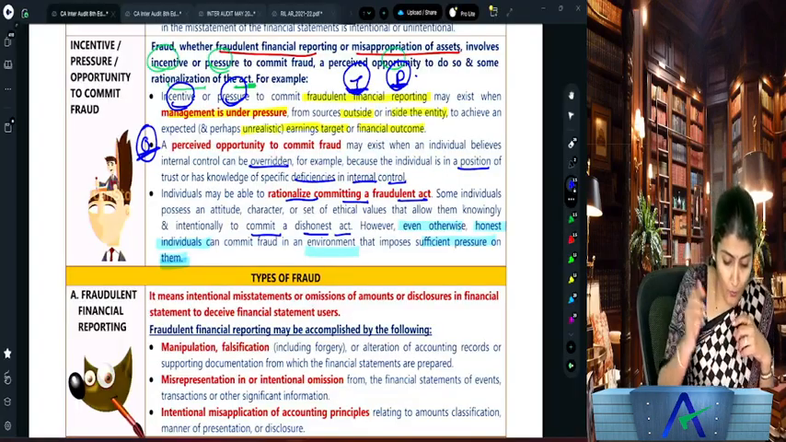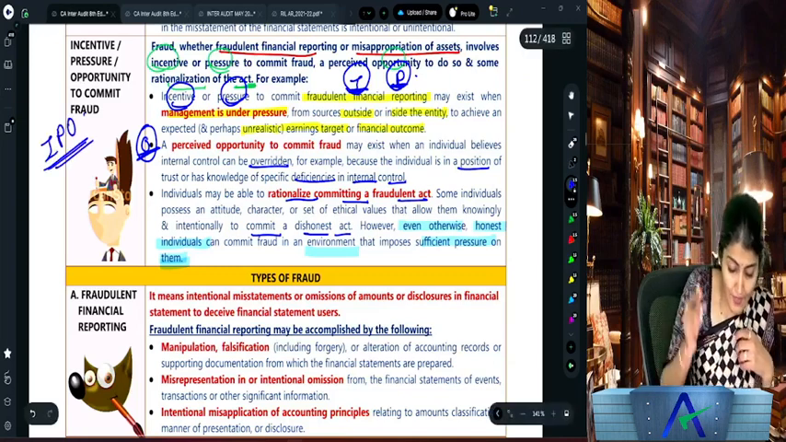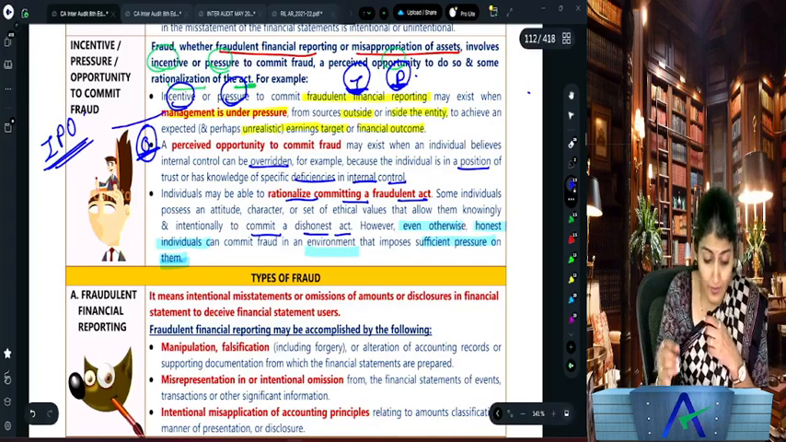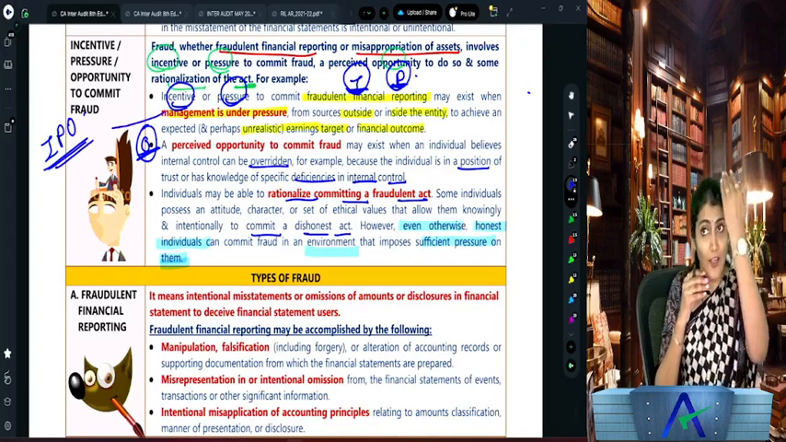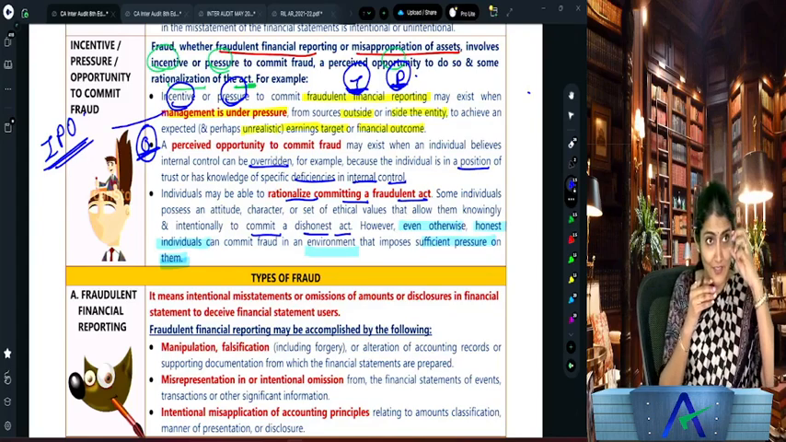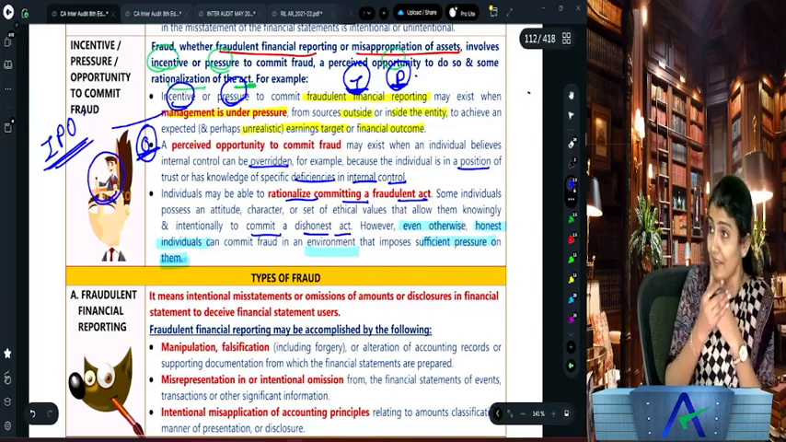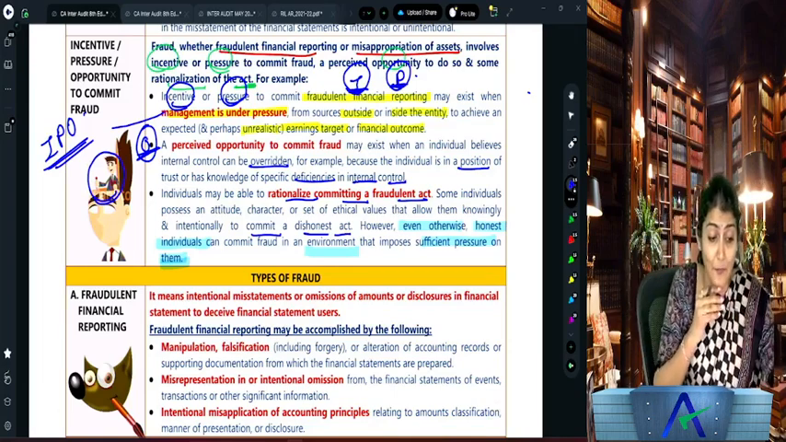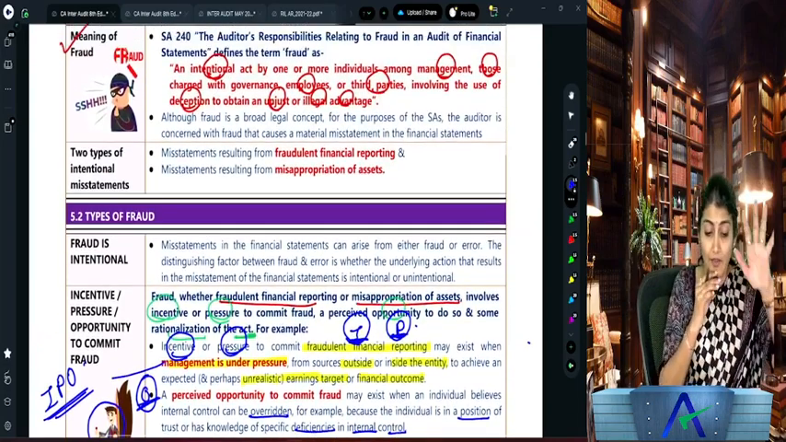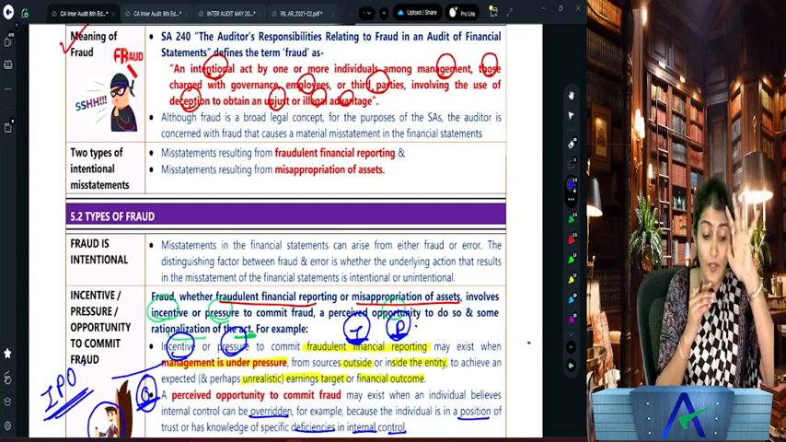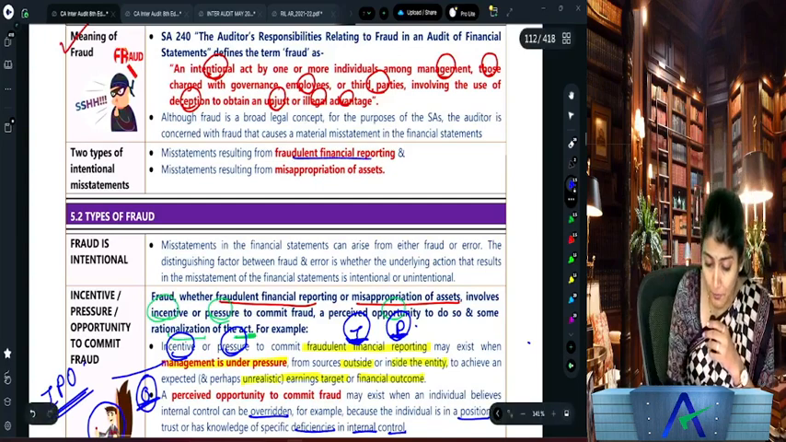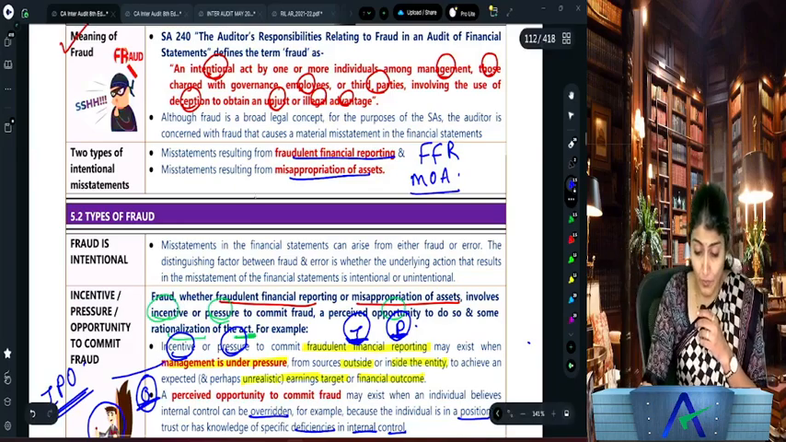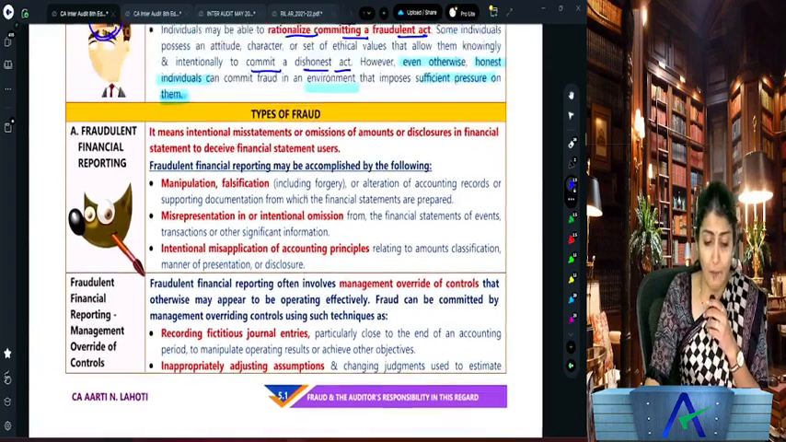So what is IPO? Incentive, pressure and the opportunity to commit a fraud. Within a human being who is seen by the world, 5 feet tall, wearing glasses, within that person there is a cunning person sitting in the mind, a corrupt person sitting in the mind over there. What are the two types of intentional misstatement that they are talking about over here? The FFR and the MOA. What is FFR? Fraudulent financial reporting and the misappropriation of assets.